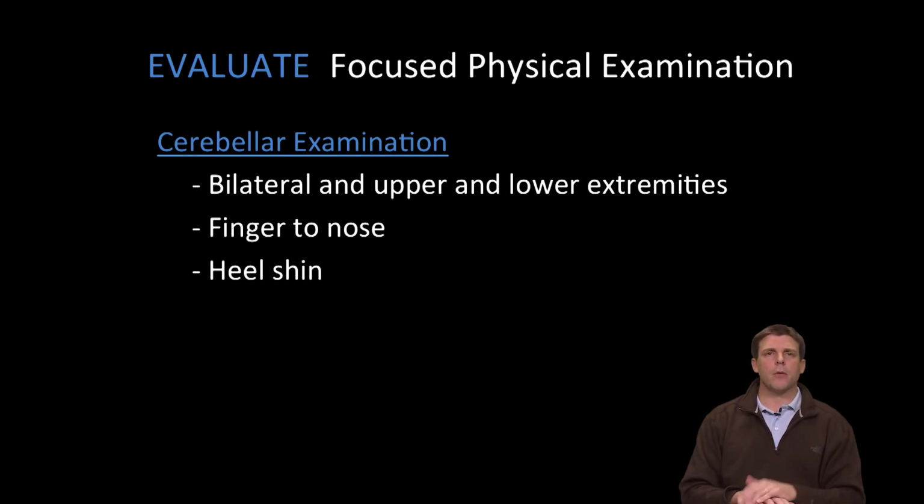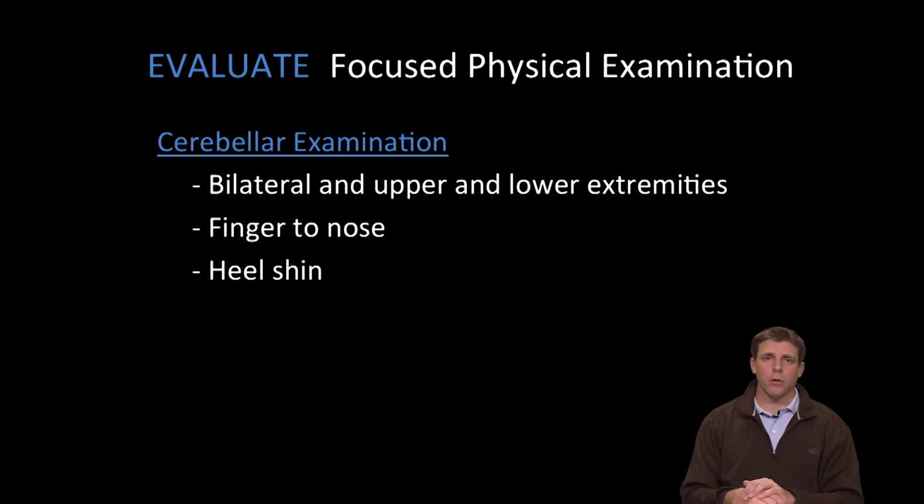We also perform an evaluation of the cerebellum, and as I mentioned before, the cerebellum is the part of our brain that assists us in coordination. So the way we do that, of course, again, we do assess the bilateral upper and lower extremities. We perform the finger-to-nose maneuver, in which the patient is asked to touch the emergency care provider's finger and then to touch their nose, and to do this repetitively. And in so doing, we can get a gauge of the patient's coordination of their upper extremities.